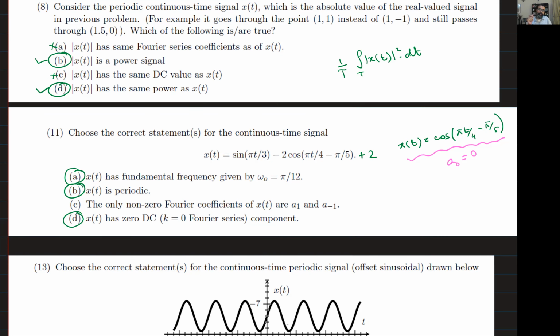This is not the only way for A naught to be equal to 0. In fact, I could come up with some hanky-panky here so that if you have a +2 here, that will make A naught be equal to 0. So that really depends on what the average value of the signal looks like. So what is the best way to figure this out? The best way is to do a quick Fourier series decomposition here.